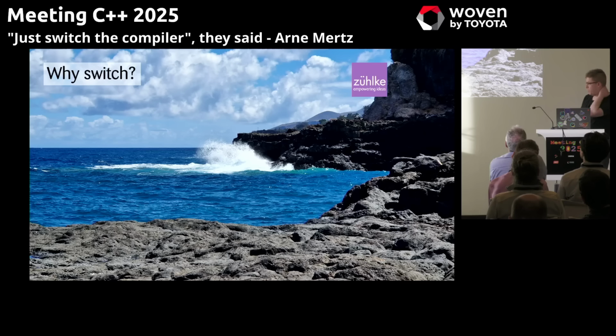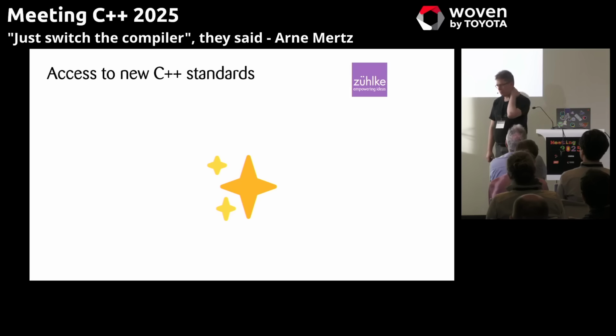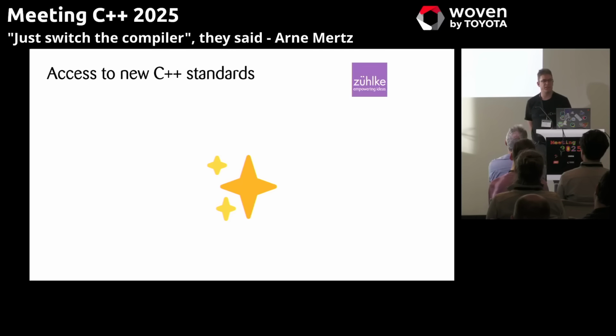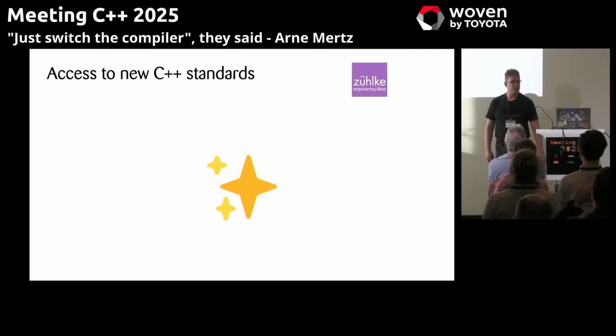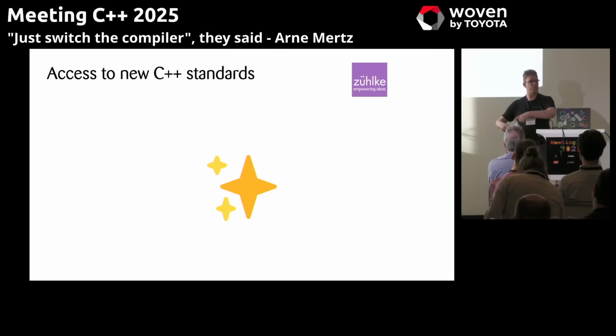Why would we want to switch? I mean, being at a C++ conference, you are probably listening to lots of talks about the shiny, nice new things in C++ 23, 26. And you come home and say, well, I want to use these. And you say, well, but my compiler is old. I'm using C++ 17, some projects maybe 11, 14. So I want to switch to a newer compiler to use these features. This is one reason.